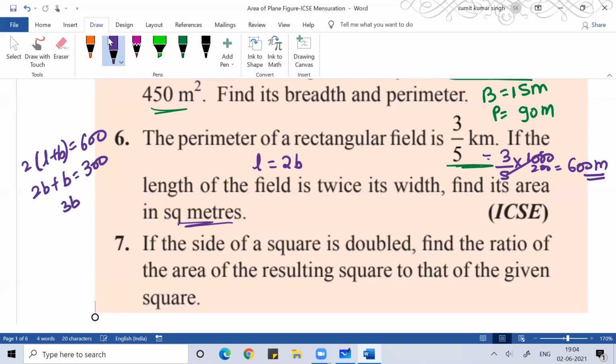So 3B is equal to 300. So B is equal to 100. If B is 100, the length would be 200. So what would be the area? Area would be length into breadth, right? 2 ones are 2 and then 4 zeros. 20,000 meters square.